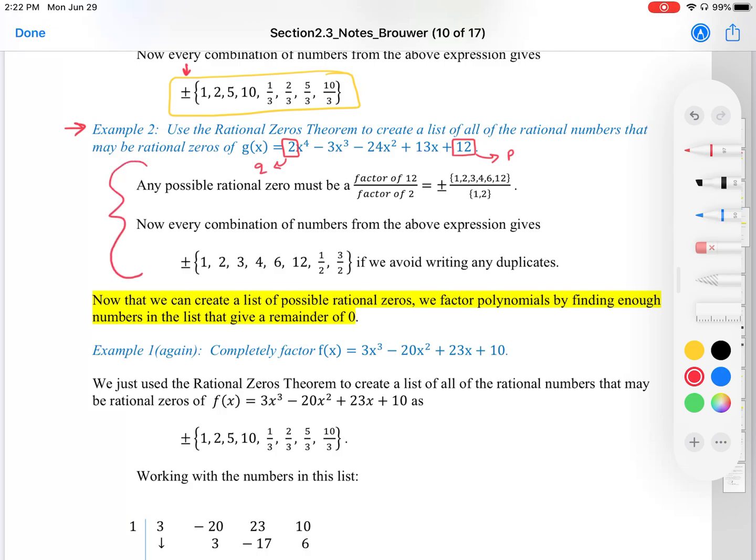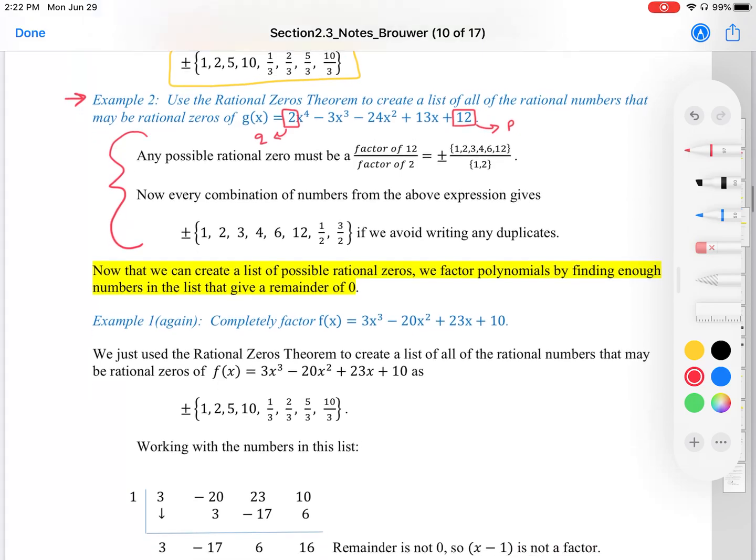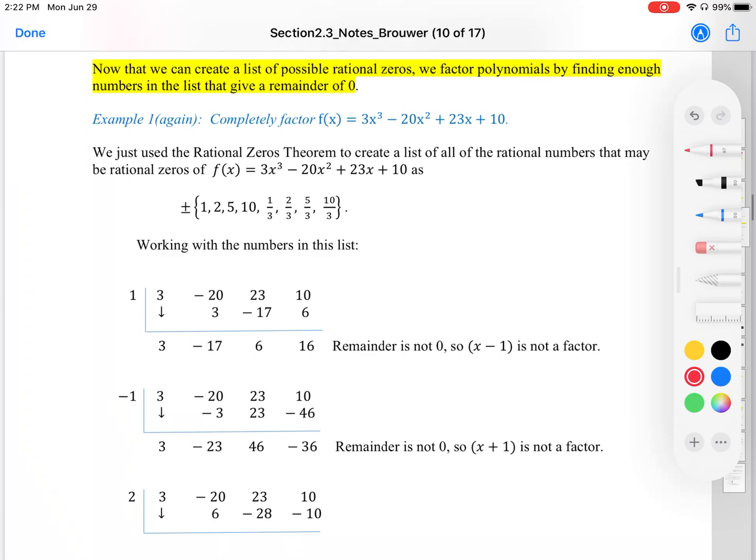You can pause the video and unpause it when you're ready to continue. Moving forward. Now that we can create a list of possible rational zeros, we factor the polynomials by finding enough numbers in the list that give a remainder of 0. So let's go through example 1 again.